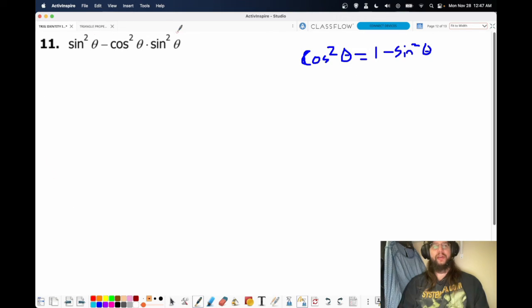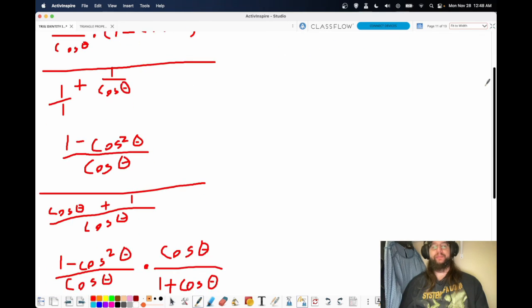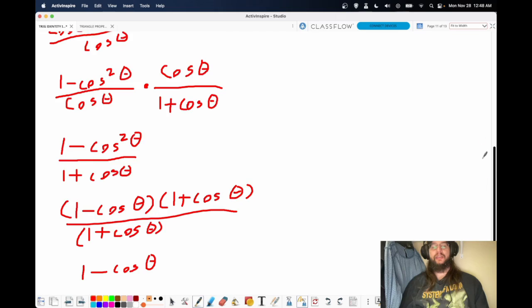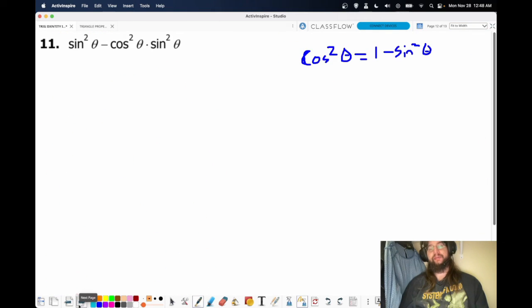So again, if we got squares, we probably want to take a look at the Pythagorean identities first and see how they could play out. But like in the previous problem, we had a sine and then a secant. It just wasn't happening. So Pythagorean identities were not even used there, even though we had a square. So it's a good idea to look for it, but not necessarily use it. It's a puzzle, guys. You just got to figure it out.